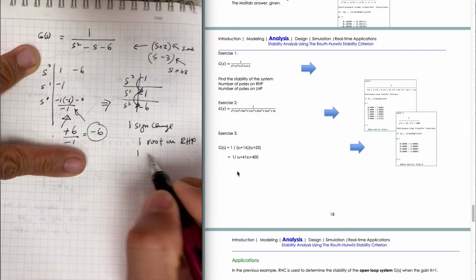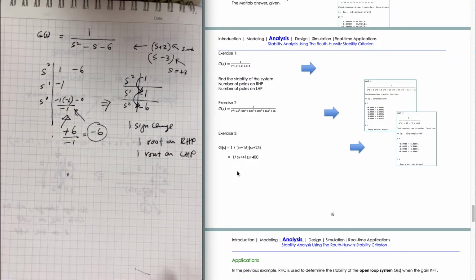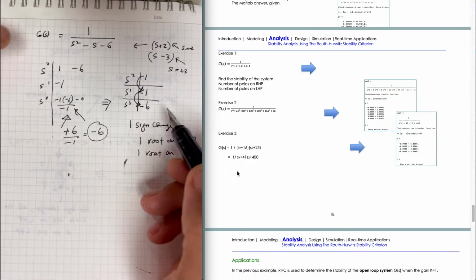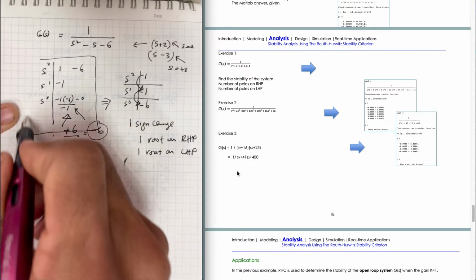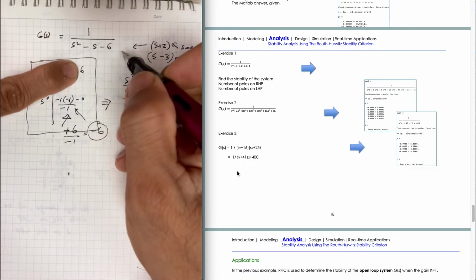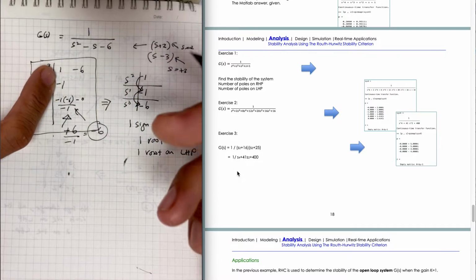And then one root, of course, will be on the left hand plane. That's how it goes. Total number of roots are 2. So we can verify this. If, let's say, we have a complex problem, we can verify using this to tell whether or not the system is stable, and how many roots are on the left hand plane, right hand plane, and so on.